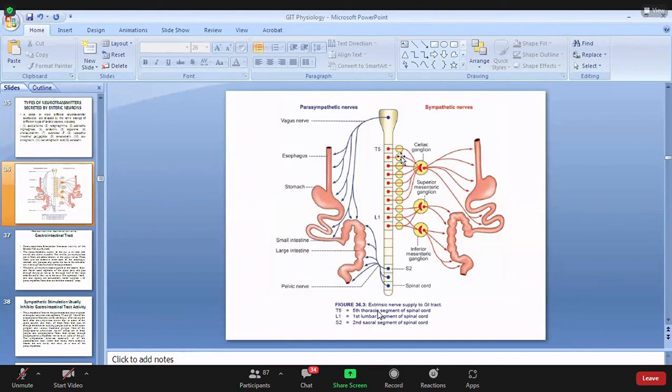And all these fibers will go through the several ganglions, and then after passing the ganglion, this will be termed as postganglionic fiber, okay? And this postganglionic fiber will supply the different segments of the GI tract. And this sympathetic stimulation actually decreases the gut motility and decreases the different types of secretion from the gut. ঠিক আছে? Clear আছে এটুকু?